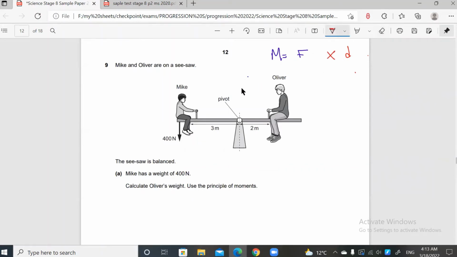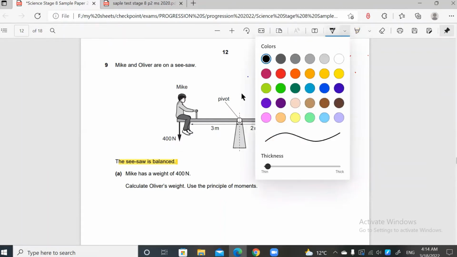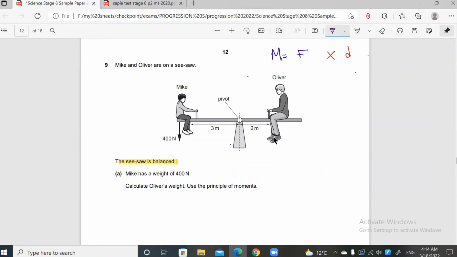The seesaw is balanced. This is very important in the question. When the question tells you the seesaw is balanced, you have to use the principle of moment. What does that mean? When the seesaw or any system is balanced, that means the total moment clockwise is equal to the total moment anti-clockwise.